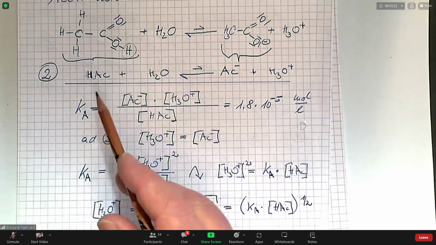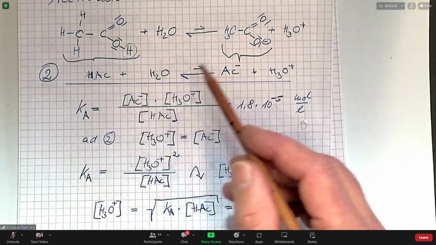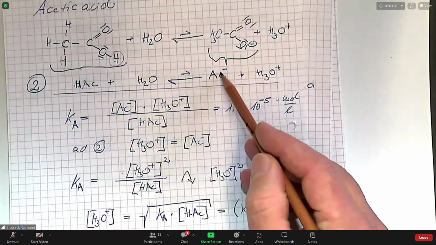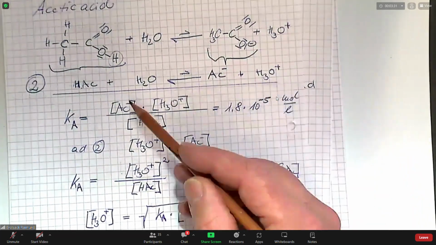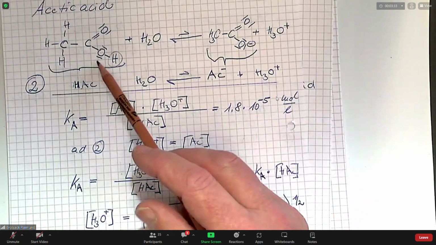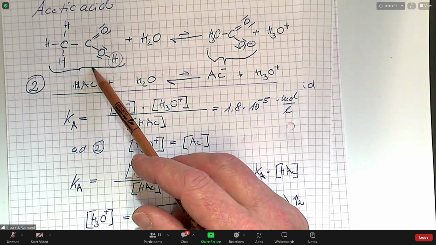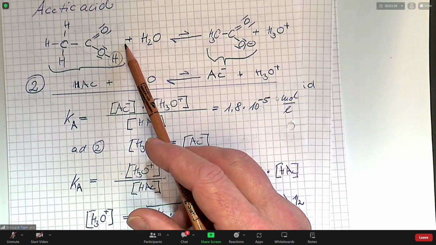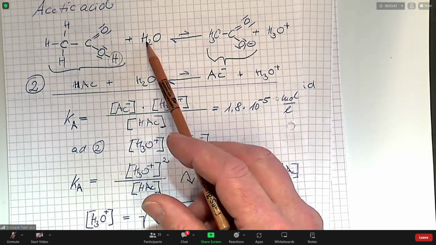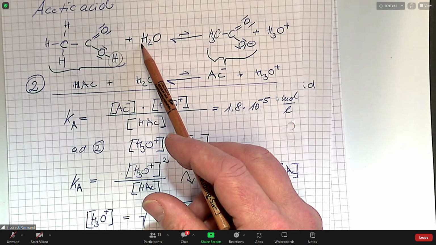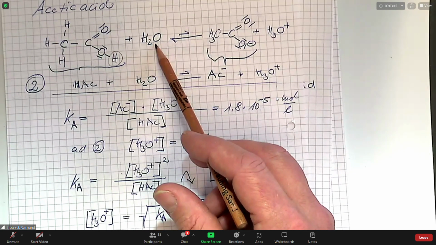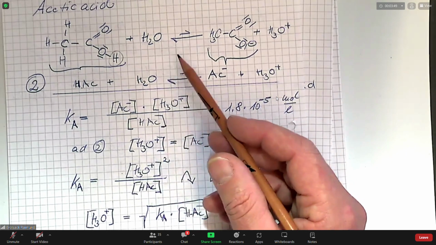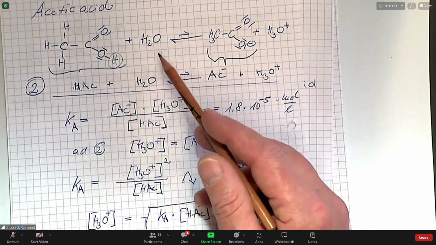Using the same formalism, Ka is the product of the concentration of the products, A- and H3O+, over the initial concentration of the acid. Water we don't have to take into consideration because it's a fixed number. The solvent is water, so there are a lot more molecules. We had the number 55.5 mole per liter.